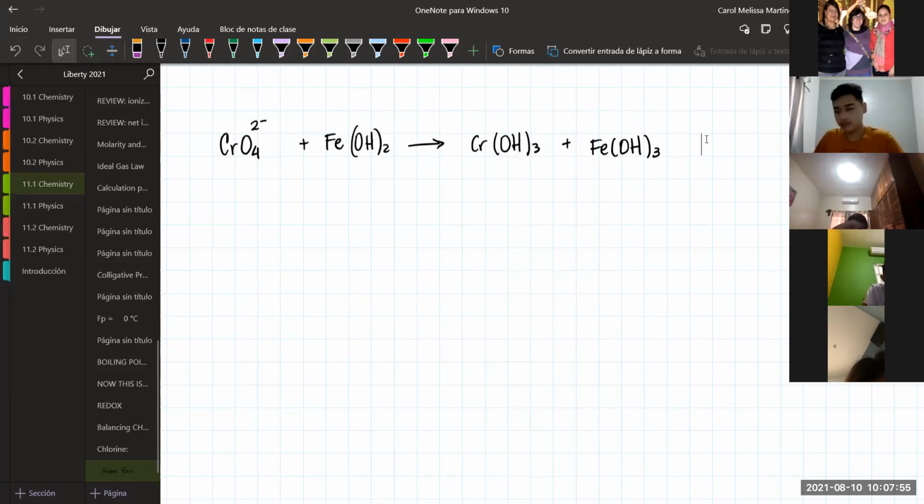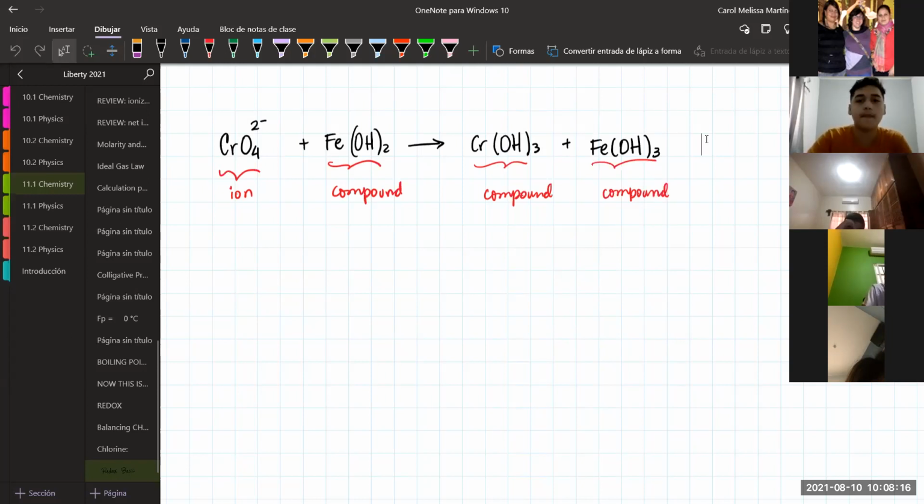Okay, so here we have, this is an ion, this is a compound, this is a compound, and this is also a compound. Now remember the rule for oxidation number: for an ion, it is equal to the charge. So I want to know what the charge of chromium is.